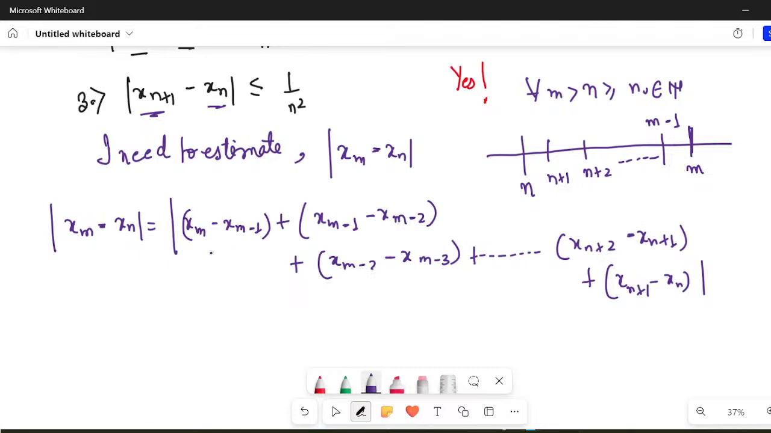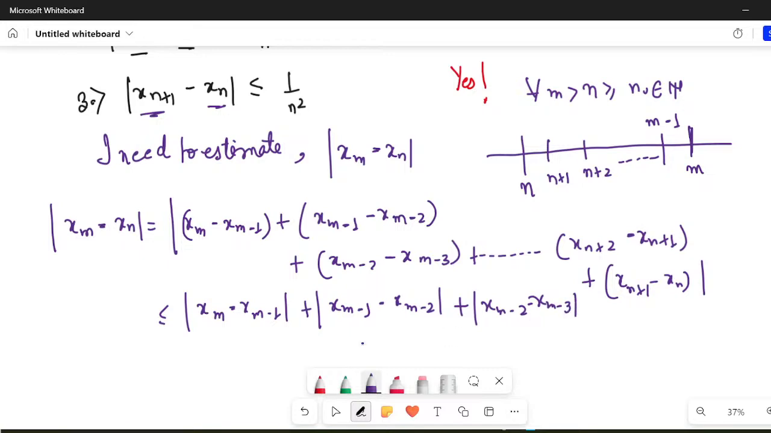Now if I apply the triangle inequality here, this will be less than or equal to mod of xm minus xm minus 1, plus mod of xm minus 1 minus xm minus 2, plus mod of xm minus 2 minus xm minus 3, and then I can go all along.